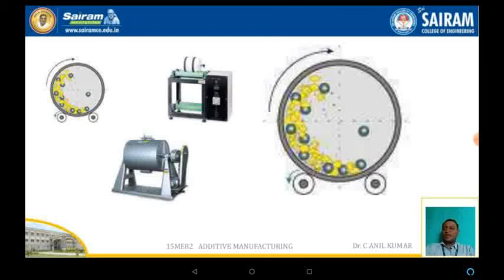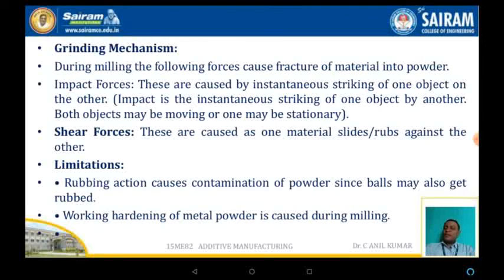The schematic diagram shows the ball milling. The ball mill consists of a drum. The drum is supported by two rollers. These two rollers rotate the entire drum, in which the drum contains the balls along with the metal powders which have to be crushed to get a metal powder. The next process is the grinding mechanism.